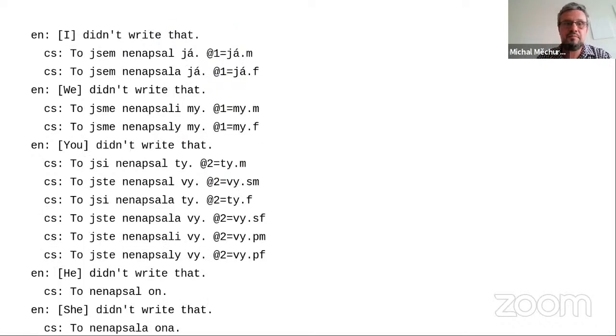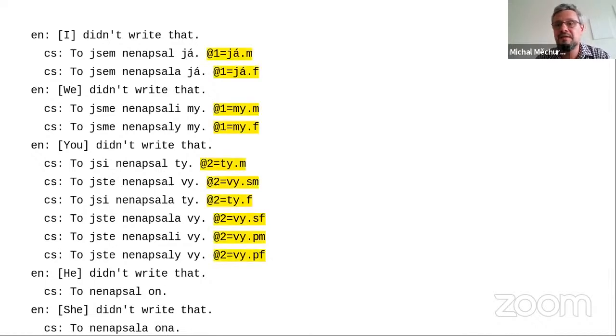Here is a slightly more complicated example where you have a fairly long cluster, which contains the sentences, I didn't write that, we didn't write that, you didn't write that, and so on. And almost every sentence here has more than one translation, depending on the gender of the subject, also on the register of the subject in the second person, and the grammatical number of the subject in the second person, and so on.